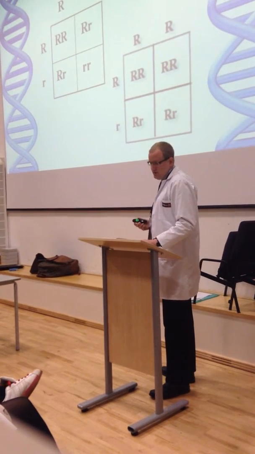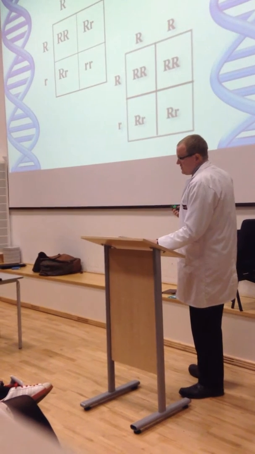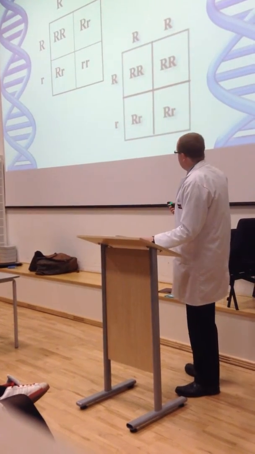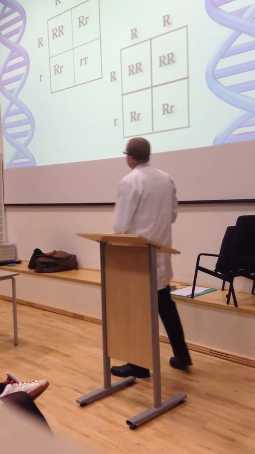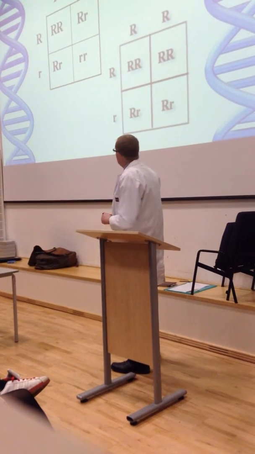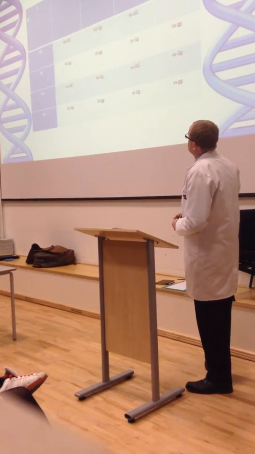And the second law is the law of independent assortment. And this states that genes of separate traits are passed on independently of one another. And this actually brings me to dihybrid inheritance, because in fact we know this law is not universal. There are some genes which are linked to one another.